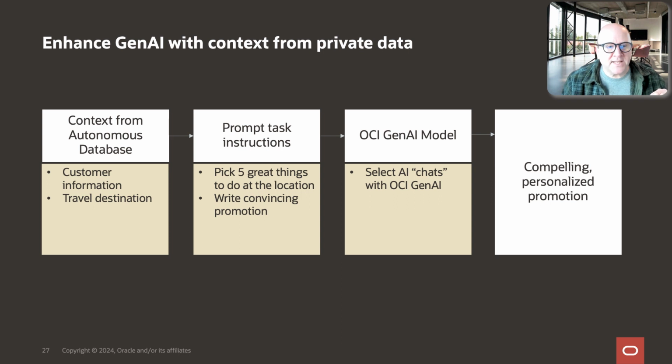In this case, the context, for example the customer information from the travel destination, comes from the database and is private. You have your prompt instructions of what you're going to do, and you pass that over to the model. The model then generates that really compelling response. That's literally what you do. It's very, very straightforward.